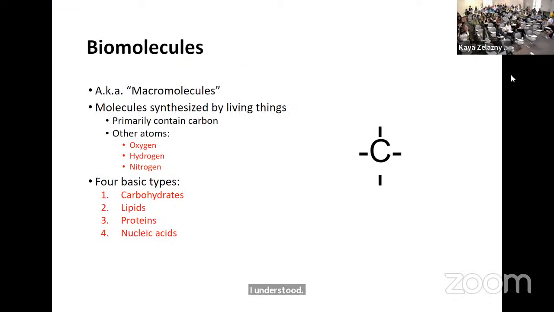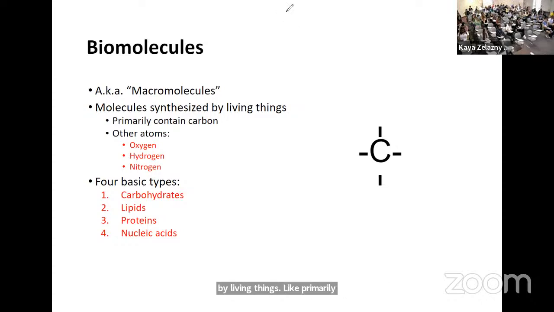When we're thinking about biomolecules or macromolecules for our purposes, those are going to be the same thing. This is a biology class. We're thinking about molecules that are synthesized by living things. They primarily contain carbon.